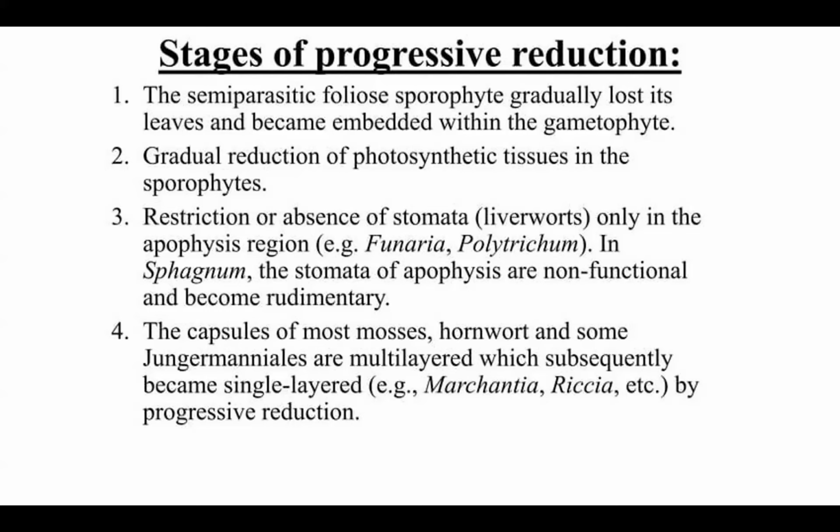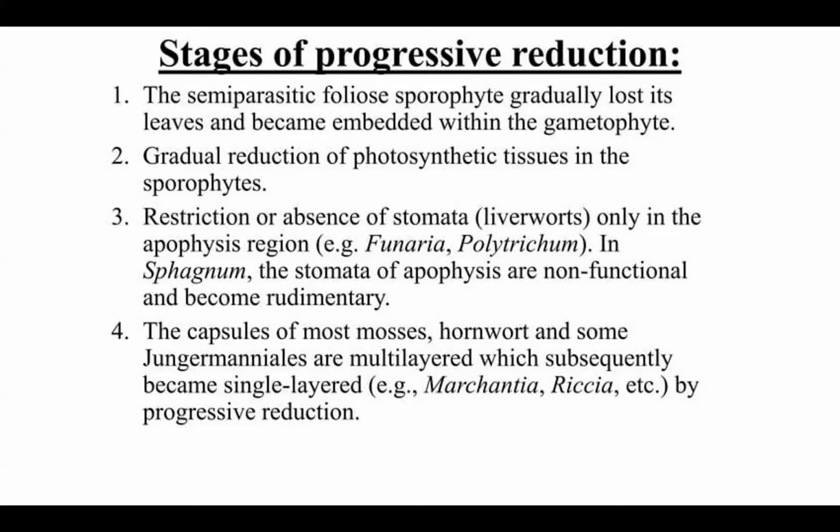The third one is restriction or absence of stomata, only in the apophysis region. In Funaria and Polytrichum, you will see stomata present only on the apophysis region. In Sphagnum, the stomata of the apophysis are not functional and they become rudimentary. They will not help in photosynthesis. They are just present, but rudimentary.